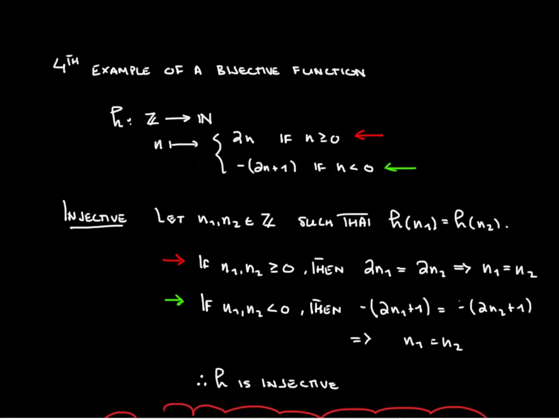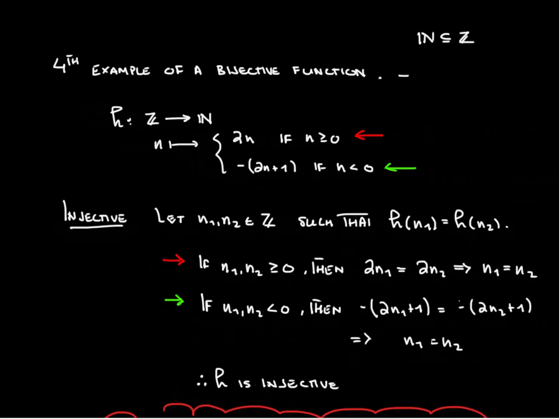Now take a moment to appreciate what we've proven here. We've established that there is a one-to-one correspondence between the set of integers and the set of natural numbers. So although the set of natural numbers is included in the set of integers, there is still a one-to-one correspondence between the set of integers and the set of natural numbers.